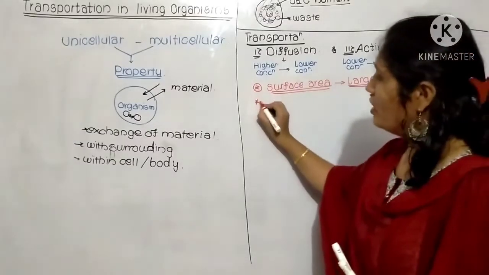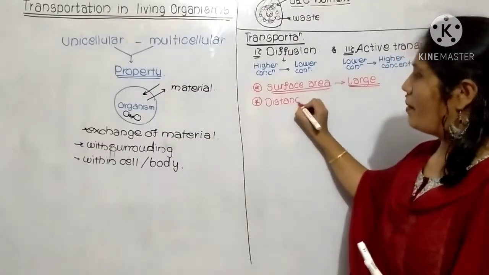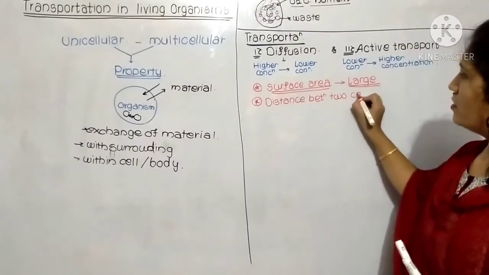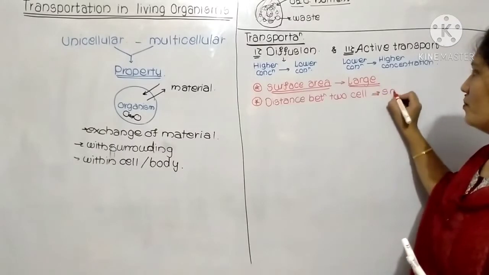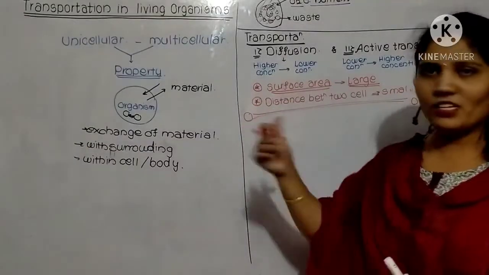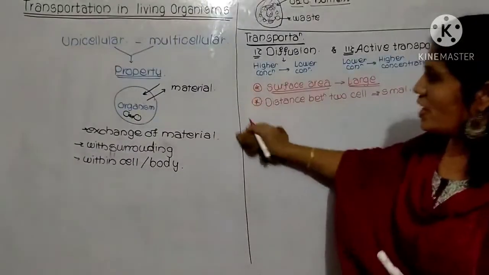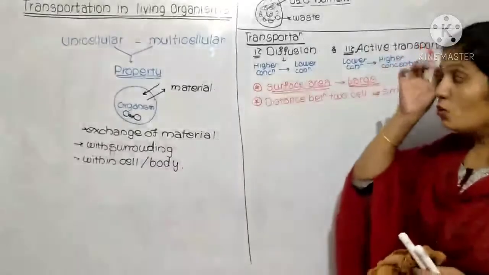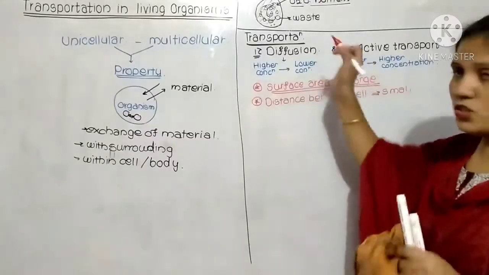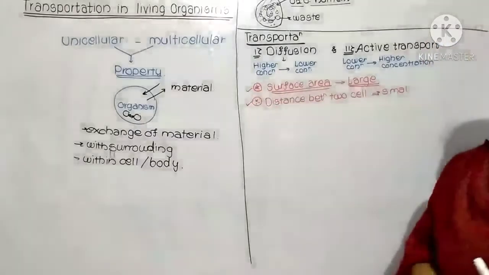The next thing is the distance between two cells, which should be small. Suppose one cell is here and the other cell is far away, then transportation is not possible, or it will be difficult. But if the two cells inside the organism are near each other, then exchange of material is possible. So for transportation, both of these properties should be there.